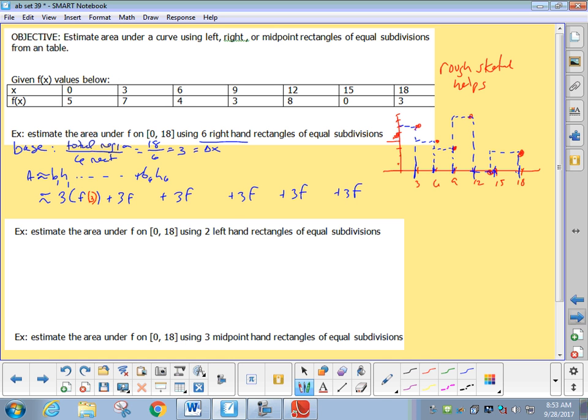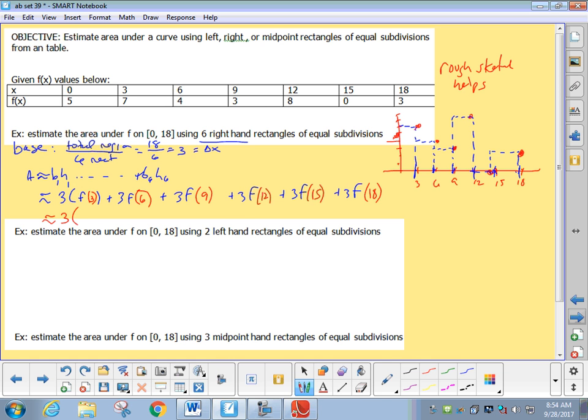Then I'm communicating to the person. This is where I got my first height from. My next is f at 6. My third rectangle is f at 9, then f at 12, then 18. Okay? You agree? Right?